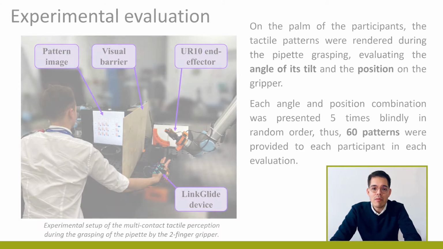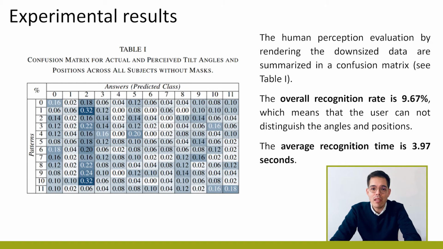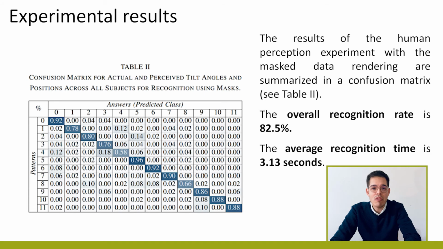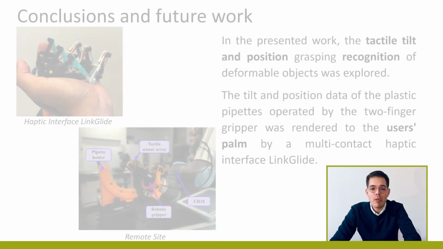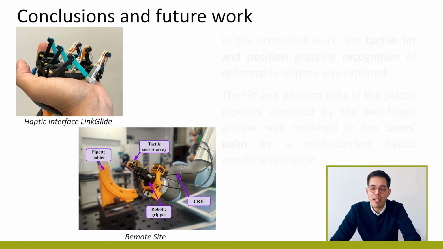Using only the downsize method, the overall recognition rate was 9.67% and the overall recognition time was 3.97 seconds. The overall recognition rate using the CNN mask was 82.5% and the overall recognition time was 3.13 seconds. Based on the experimental results, we can conclude that using multi-contact tactile feedback on the user's palm combined with the CNN-based rendering methods can potentially improve the manipulation of deformable objects.